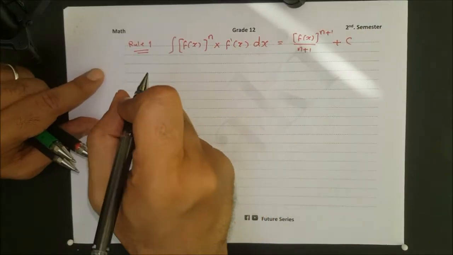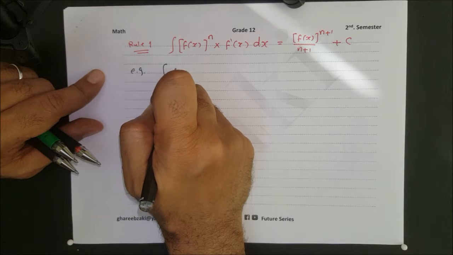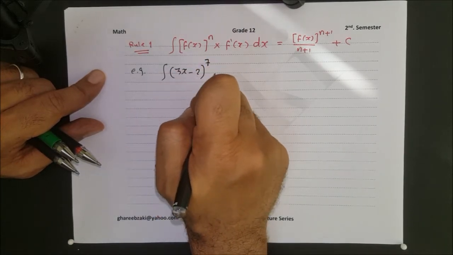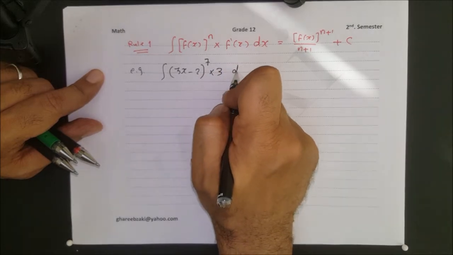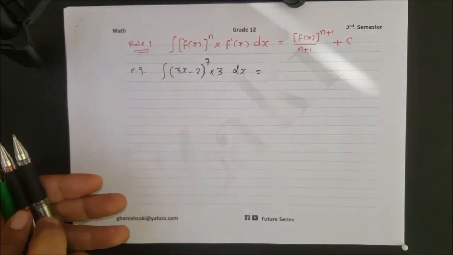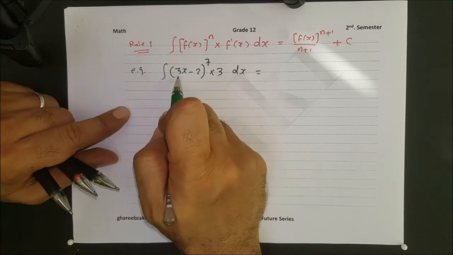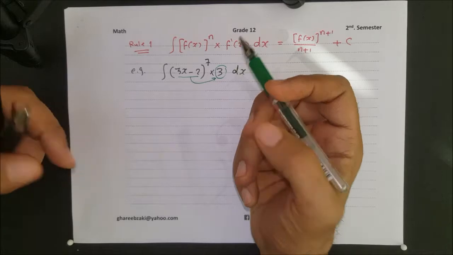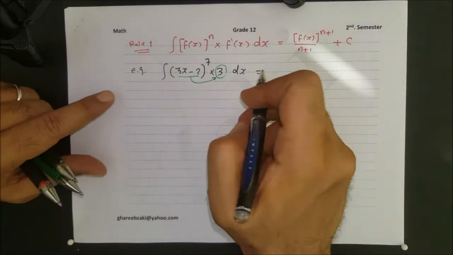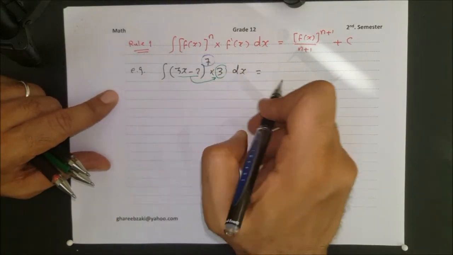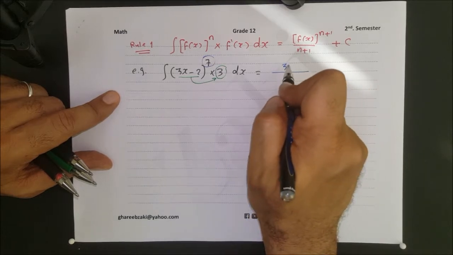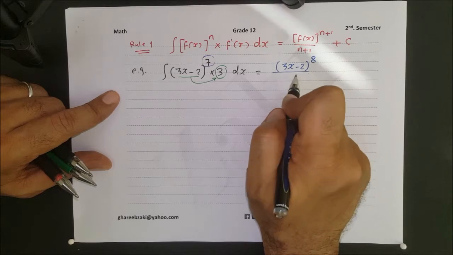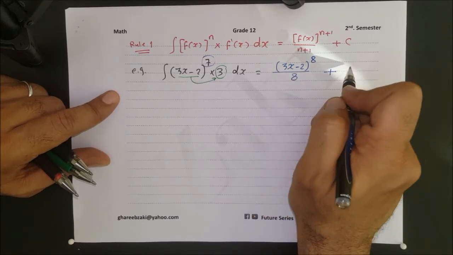For example, integration of 3x minus 2 to the power 7, multiplied by 3 dx. Can you see? The derivative of 3x minus 2 is 3. So this is the derivative function. So the answer of this is we add 1 to the power. So it is 3x minus 2 to the power 8, divided by the new power, plus constant.